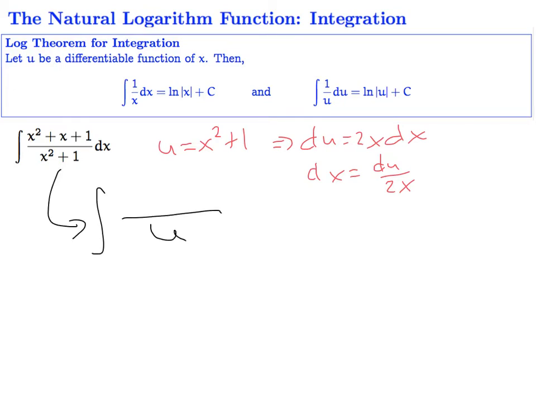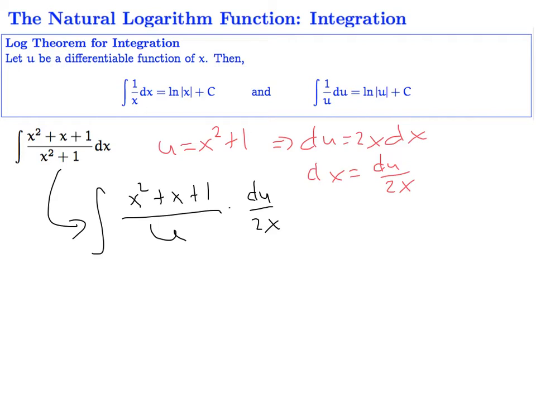Now our denominator becomes u. We still have this x squared plus x plus 1 lying around, and we're going to multiply by du over 2x. So this isn't looking good because I'm not going to be able to cancel this x off with up here. I guess I could look at this a little more and think what's going to happen. Well, it just looks kind of messy.